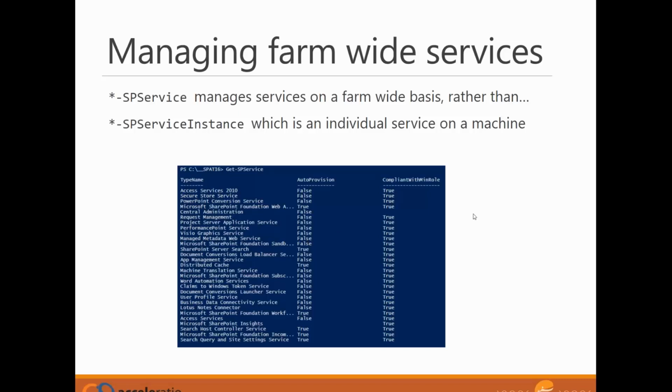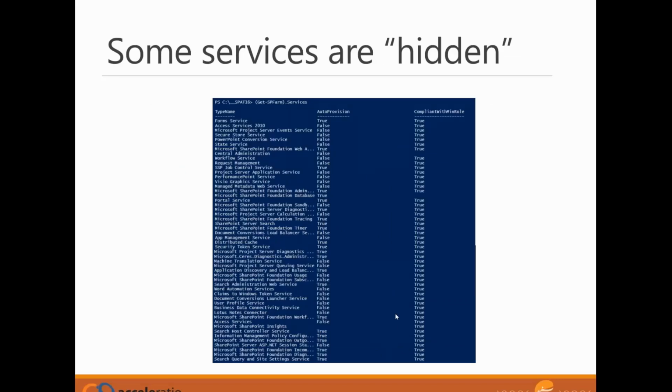But we do need to be a little bit careful because this isn't a complete list. If we do the old-fashioned way, as it were, we get the farm and then enumerate the services, you can see we have a lot more services. And we've got some things in here that are either unmanaged services or legacy services that we spoke about earlier, things like the foundation diagnostics, Lotus Notes connector, etc. But there's obviously two different versions of the truth here, as it were.